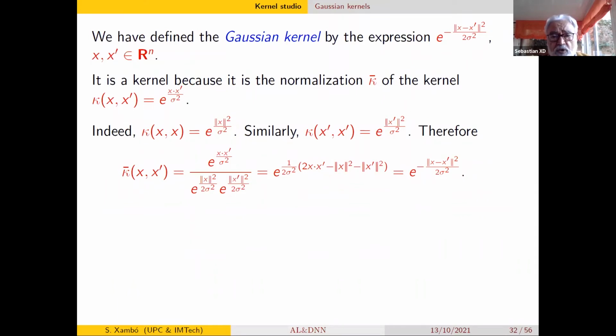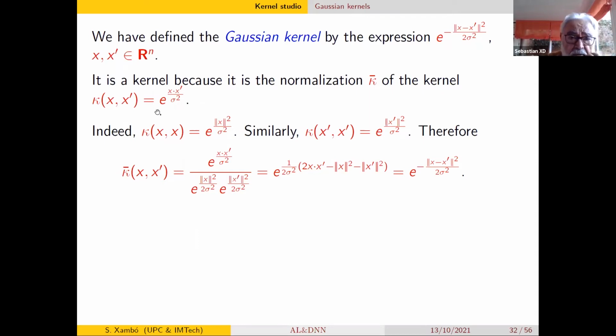Finally, in this Kernel Studio, we have the Gaussian kernels, and the proof that the Gaussian kernel is a kernel is that its expression, which is this, is actually the normalization kappa bar of this kernel.